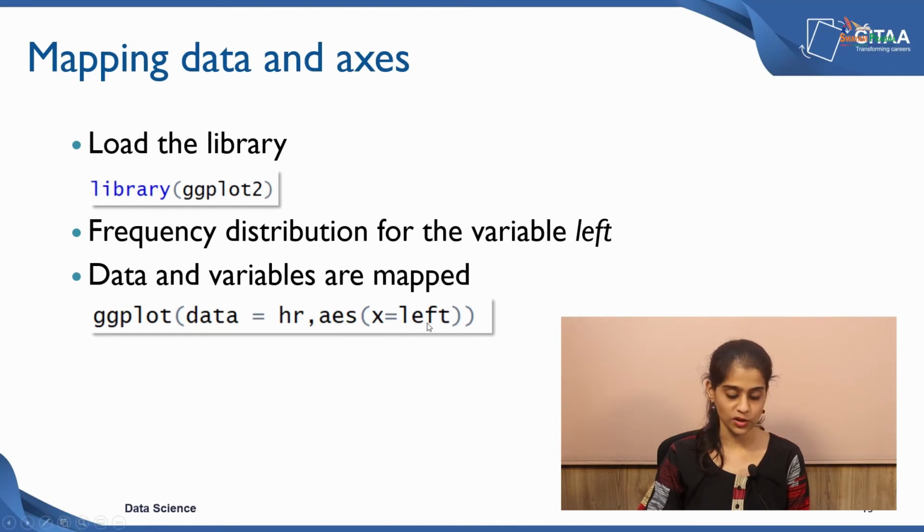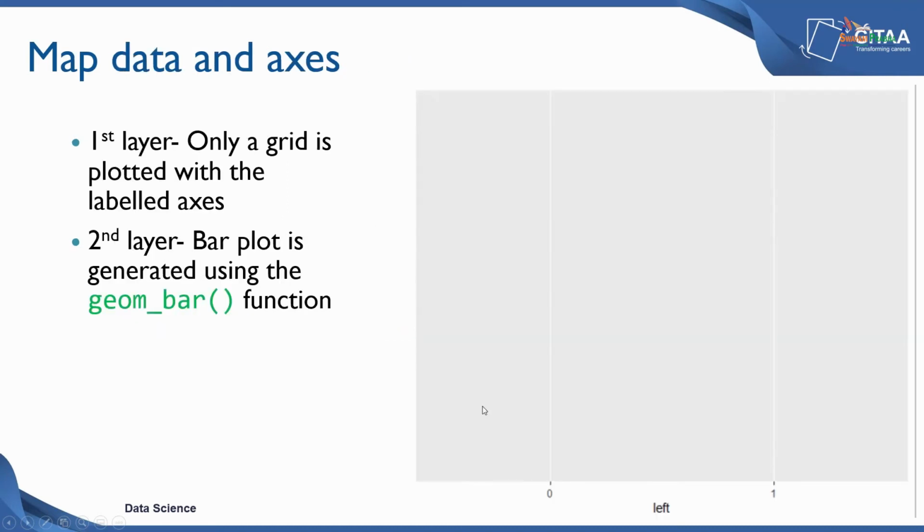So all your categories are going to be on the X axis, and on the Y axis you are going to see the corresponding counts or frequency. Once you execute the command, all you see is a grid with the variable mapped as left. So you have these categories here, 0 and 1, and this can be found under the plots tab.